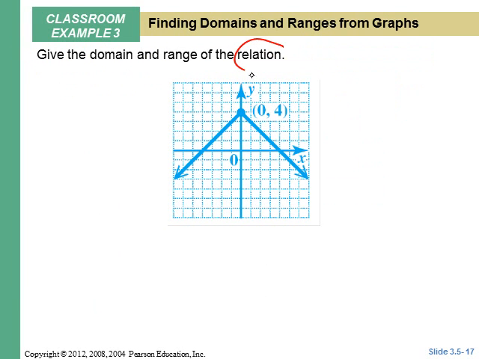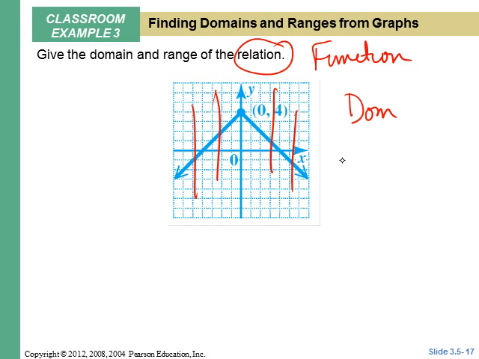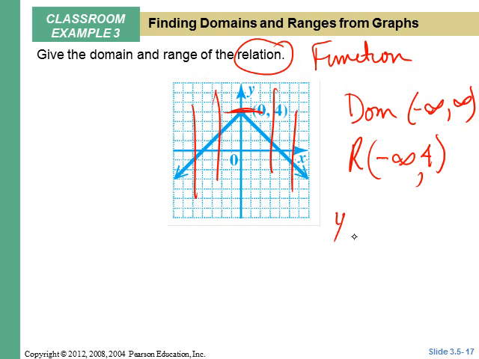Okay, now, this says it's a relation. It's actually a function by the vertical line test. If I draw a vertical line here, I get only one time that I've crossed each axis. The domain is from -infinity to +infinity. The range is from -infinity to +4. In other words, it doesn't go any higher than 4, and it is a function.